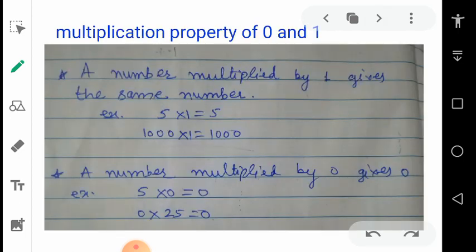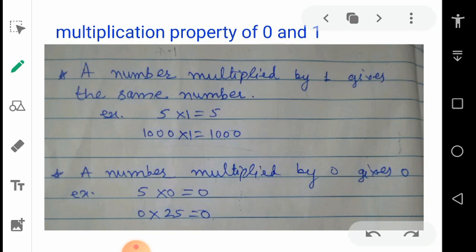Next, the properties of 1 and 0. These are very important. A number multiplied by 1 gives the same number. Here it is 5 times 1 is 5 and 1000 times 1 is 1000. Whatever the number is, it doesn't matter, multiplied by 1 it will be the same number. And for 0, you always get 0, so don't bother about the number. If a number is multiplied by 0, it is 0.